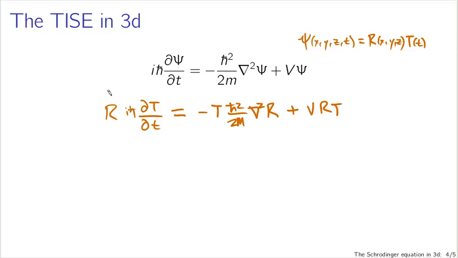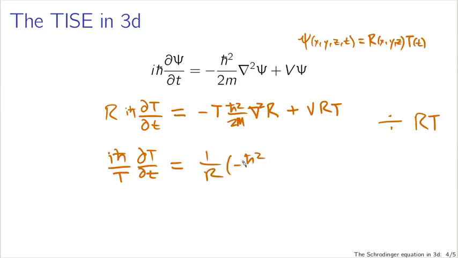And to fully separate the position and time dependence, I'll take this whole equation and divide it by RT. And when I do that, I'll get i h bar over T times the partial derivative with respect to time of the T part being equal to 1 over R times minus h bar squared over 2m del squared R plus VR.